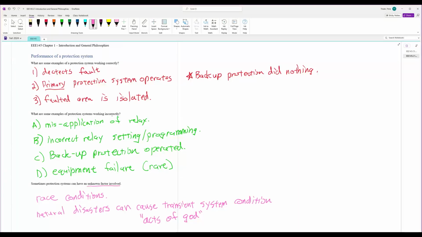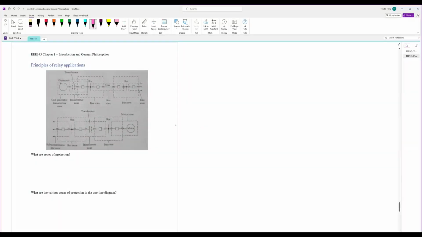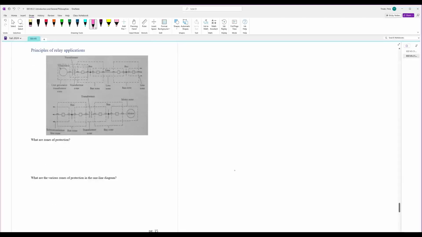Okay, so that's pretty much the performance of a protection system. Now we can talk about when we're applying relays, how we could start applying them so we're not overwhelmed too much. One of the big things we do is create zones of protection. So they're small pockets of an area we protect.